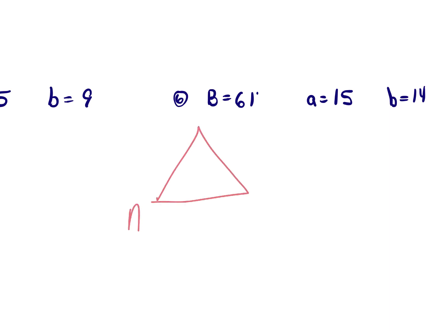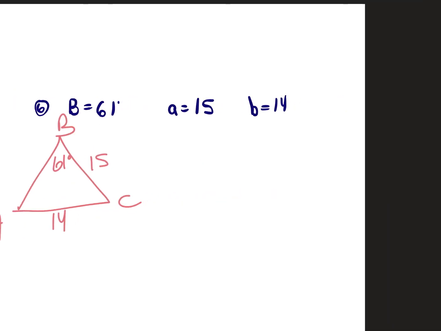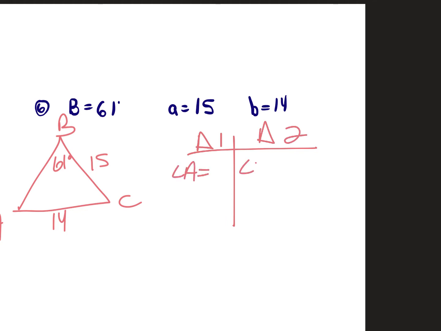First thing I'm going to do is say, all right, I have A, I have B, and I have C. How big is angle B? 61 degrees. How long is the side across from B? 14. And how long is the side across from A? 15. So we are going to assume that there's 2 triangles. Triangle 1, triangle 2. They gave us angle B, 61.